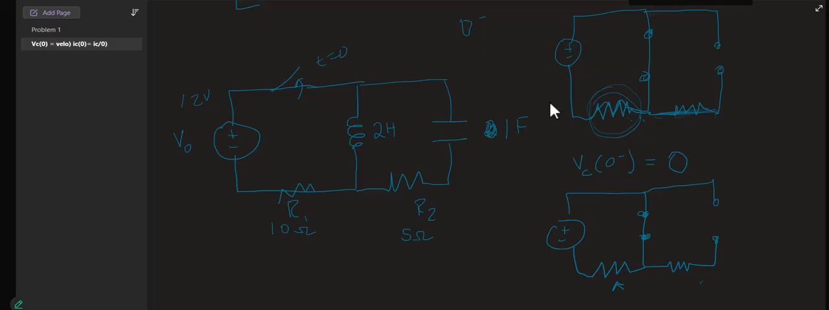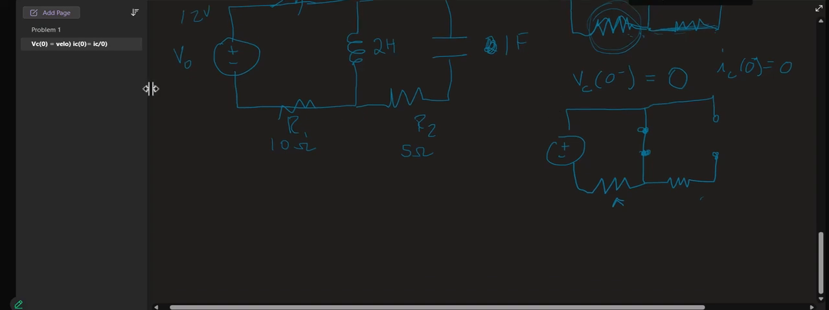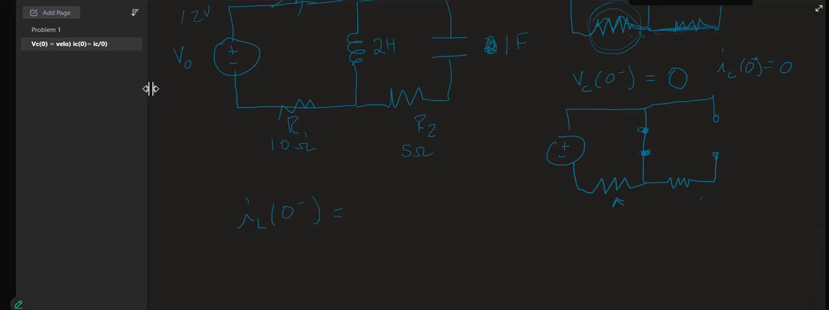It's in parallel with this straight wire. What's the voltage drop across the wire? 0. Okay. What is the current through the capacitor right at 0 minus? 0. All right. What is the current through the inductor? What is IL of 0 minus? 1.2 amps, because I have a voltage source of 12 and a resistance of 10, 1.2 amps.